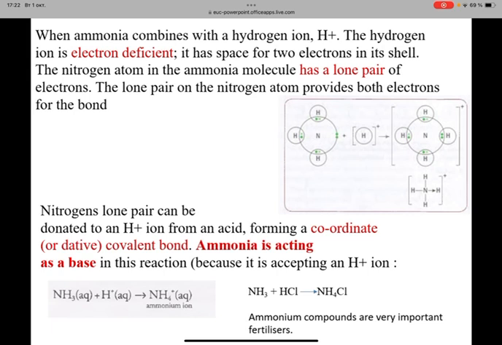The ammonia molecule has a lone pair of electrons, and the nitrogen atom provides both electrons for the bond, donated to a hydrogen ion from an acid, forming a coordinate covalent bond. Ammonia is acting as a base in this reaction because it's accepting a hydrogen ion.